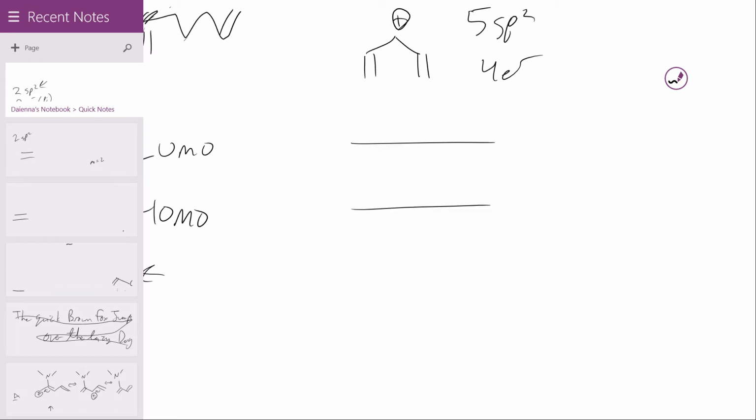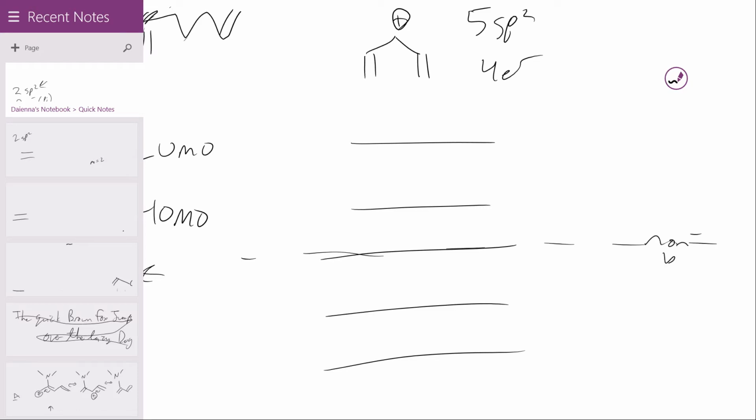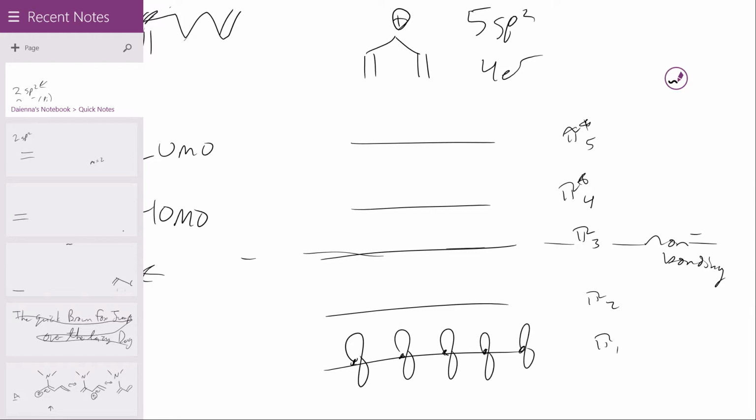So we're going to have 5 levels. Remember, this is non-bonding. Pi 1, pi 2, pi 3, pi star 4, and pi star 5. Each one will have 5 dots, since we have 5 sp2 carbons. Our lowest level, no nodes, all in phase. Next level, 1 node.